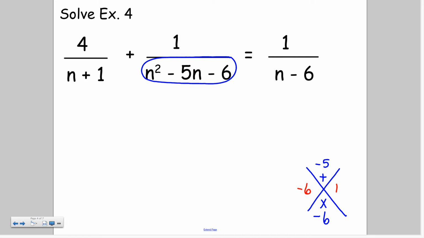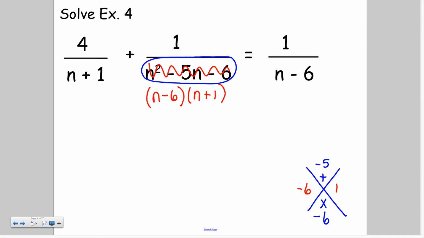So basically I'm taking this denominator and I'm just going to rewrite it to n minus 6 and n plus 1. Don't always assume that the other denominators are going to be your factors, because notice it's worked out perfectly both times, but it's not always going to happen that way.